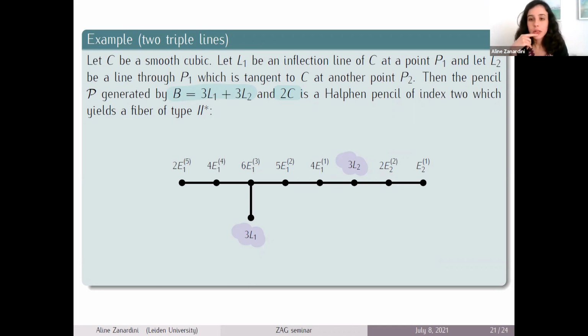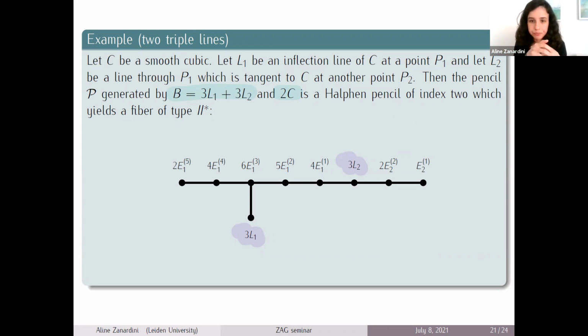Okay, so what I'm going to do is to choose the following sextic as B. I take these 2 lines with multiplicity 3, and I take as the other generator my cubic, the cubic that I started with, with multiplicity 2. So these are the generators, and they define a Halphen pencil of index 2, and this yields a fiber of type II star in the corresponding elliptic surface.